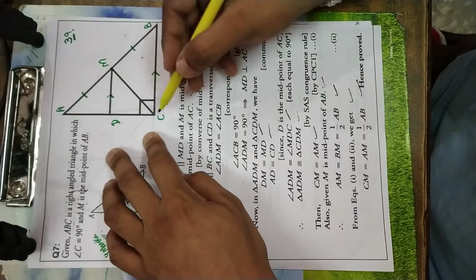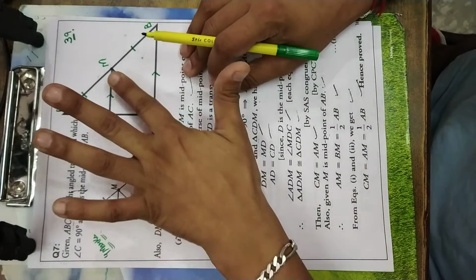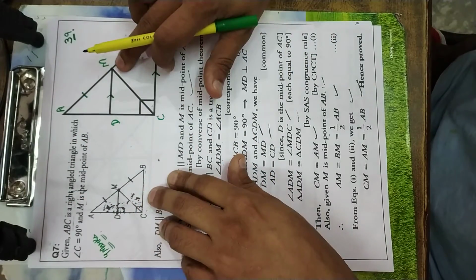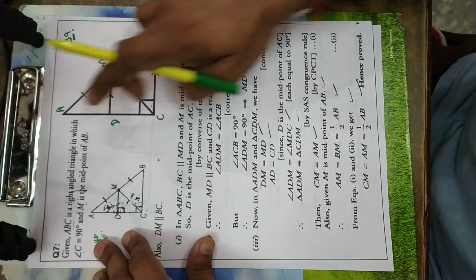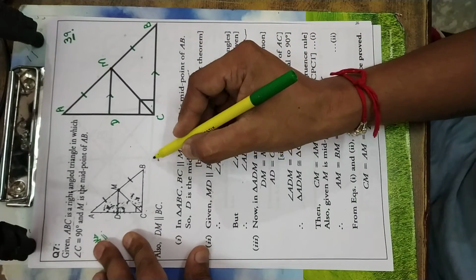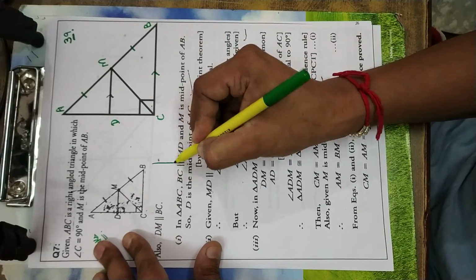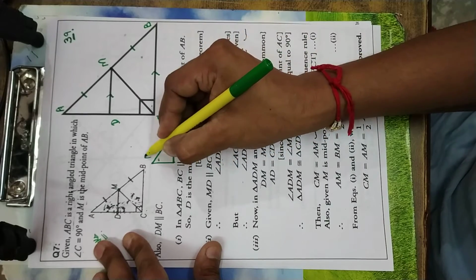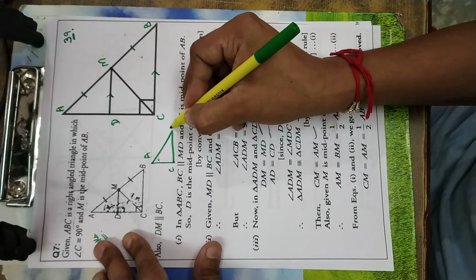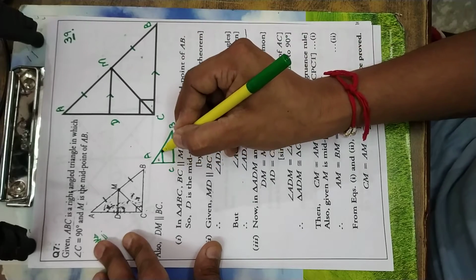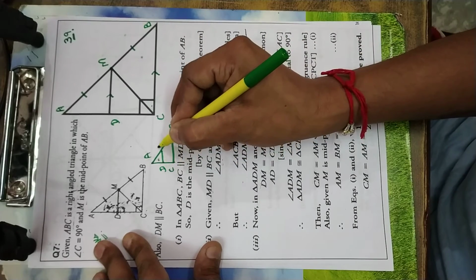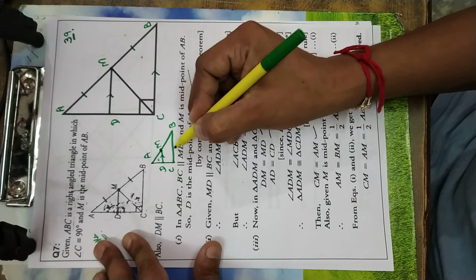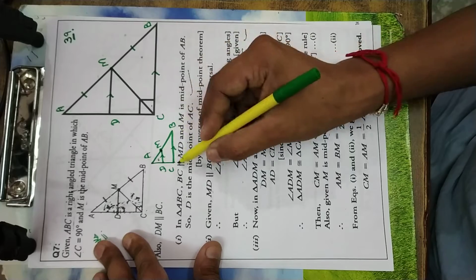Now, in triangle ACB, don't consider the CM line. Just talking about the ACB triangle. I am going to construct only the ACB triangle here. There is a line DM. Now M is a midpoint and DM is parallel to CB.